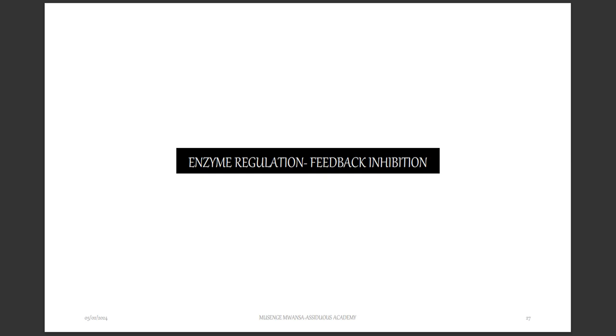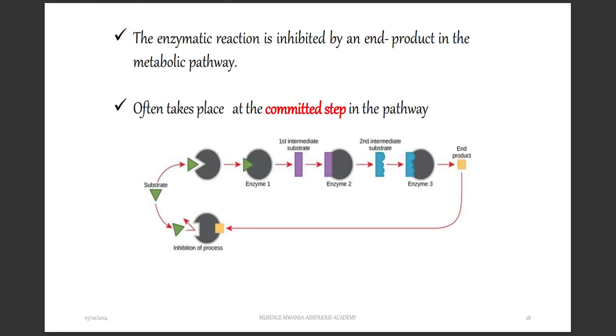Now let's talk about feedback inhibition. In feedback inhibition, the enzyme at the beginning is inhibited by the end product in a pathway. Often it is going to take place at the committed step in the pathway. Look at this. You have the enzyme here and its substrate, the triangle. When this reaction happens, remember the enzyme is not changed, only the substrate changes to being a product.